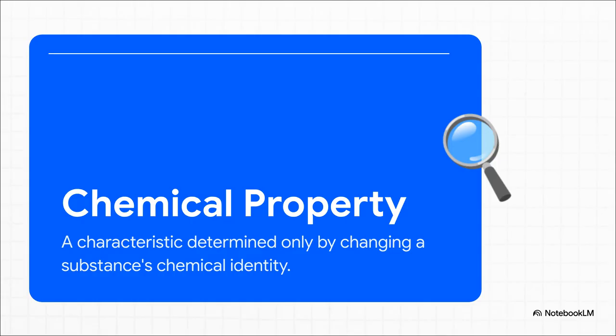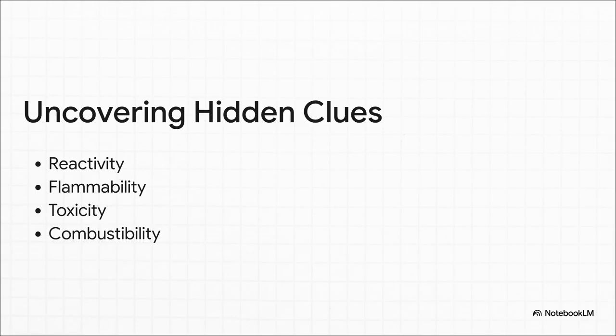All right, we've got the surface clues down. Now it's time to dig a little deeper for the hidden clues. These are what we call chemical properties. And here's the thing, you can't just look at them. You can only discover them by seeing if the substance can actually change into something totally new. See, these properties are all about a substance's potential to change. It's not about what it is right now, but what it could become.